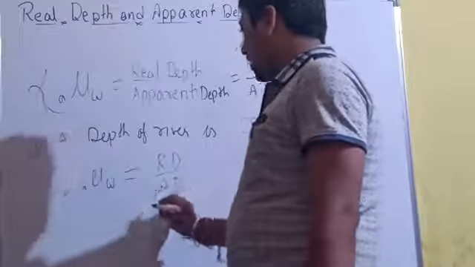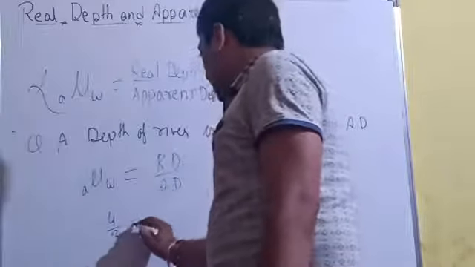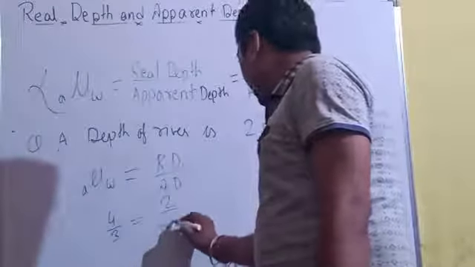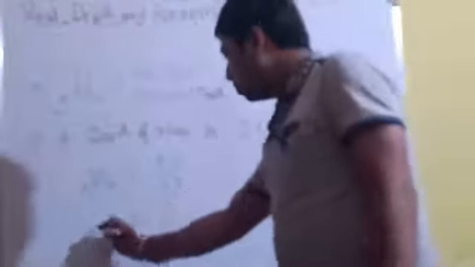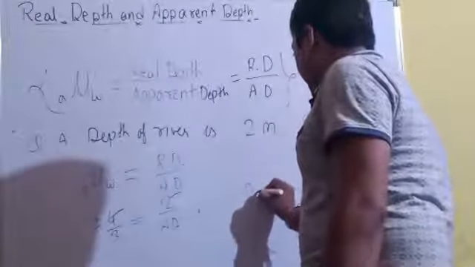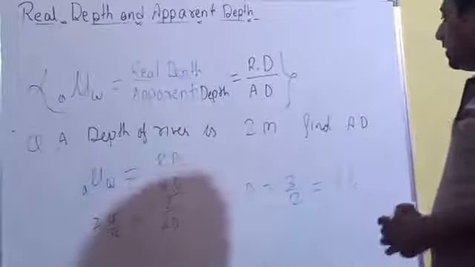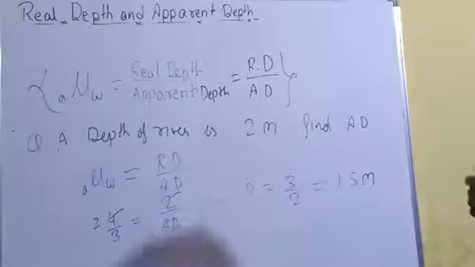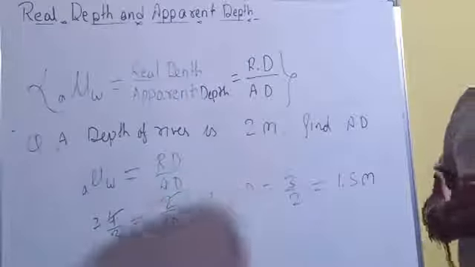What is the refractive index of water? This is equal to 4/3. Real depth is given as 2. You have to find the apparent depth. How will it become? When you cross multiply, 2 times 3 is 6 and the apparent depth will become 3 upon 2. It means 1.5. It means that the real depth of the river is 2 meter, but the apparent depth of the river will become 1.5 meter due to refraction.